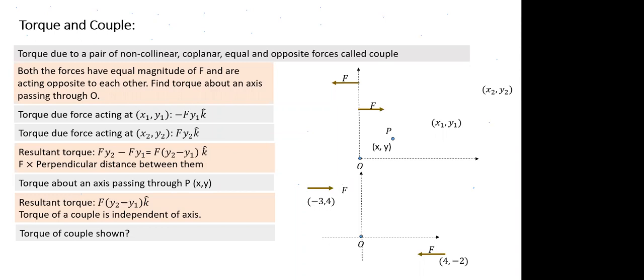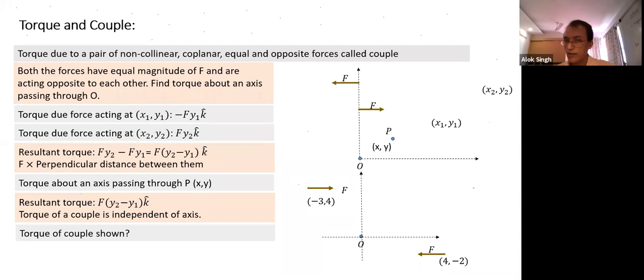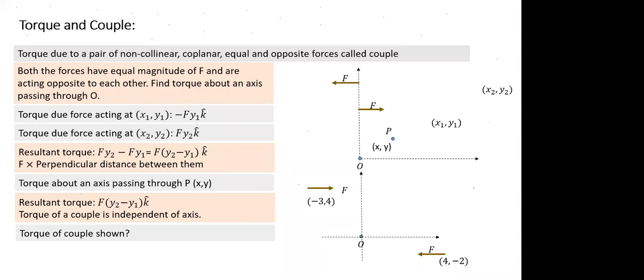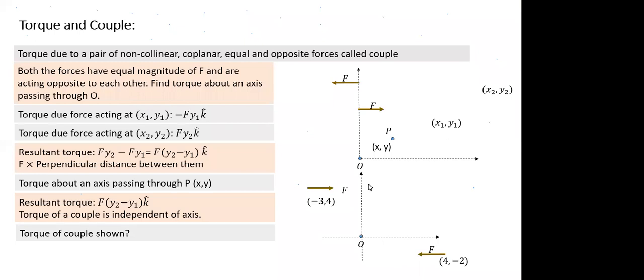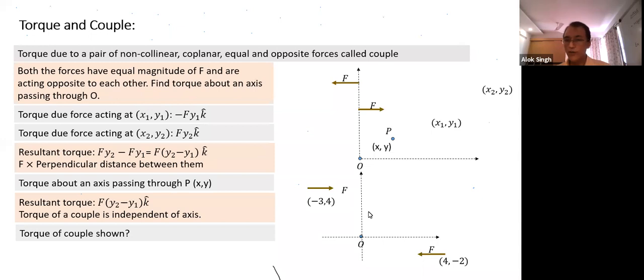Akshat: That line is y equals 4, is that not? Yes, sir. This line is parallel to the x-axis, y equals 4, and this one is y equals -2. What is the distance between those two lines? 4 and 6, so the perpendicular distance is 6. So what is the torque? Torque is equal to 6 times F.